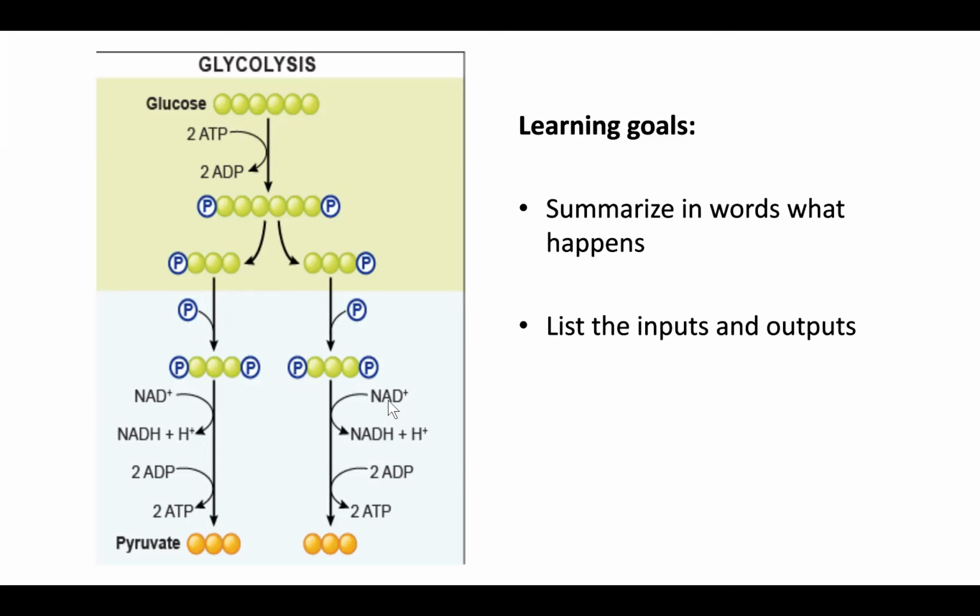NAD is like an empty taxi. It's ready to pick up electrons and take them somewhere else. Now, I know people don't really use taxis as much anymore, so maybe you can think about this as Uber or Lyft. So this is a person waiting for a ride. And then once you have an electron that you're carrying, the molecule becomes NADH, which is a full taxi. This is full of electrons, ready to take electrons to another step.